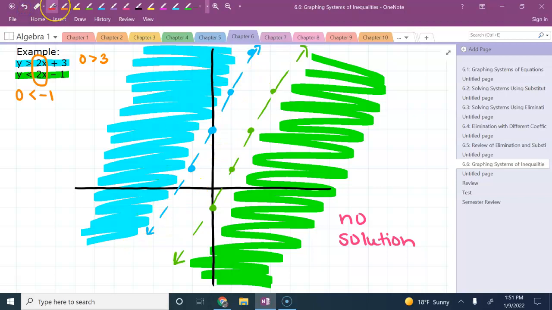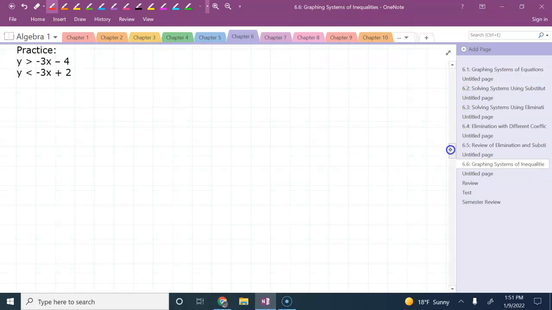Now I want you guys to practice this. So I have a practice problem underneath on this page. Okay, you're dealing with a similar situation in that you've got these two lines, and look at them. They're already ready to go for you to graph.